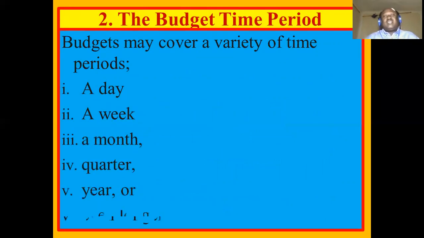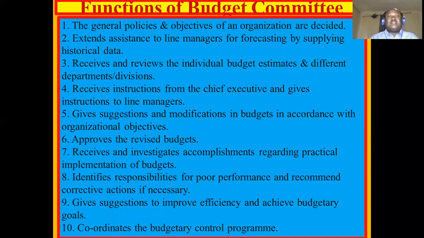Two, the budget time period. The budgets may cover a variety of time periods. It could be a day, it could be a week, a month, a quarter, it could be a year, or sometimes even longer. So our budgets match with the time. If it's a day, we calculate how much we take in a number of hours, and we have set that cost at that particular day. And if it is 7 days, then we shall multiply by 7. If it's a month, then also the cost should actually match a month.